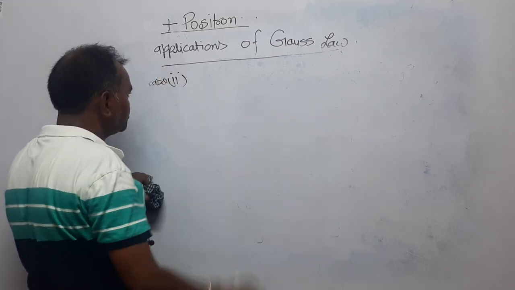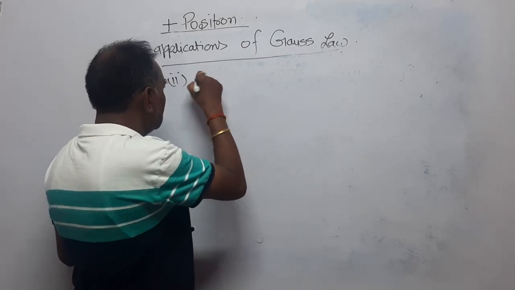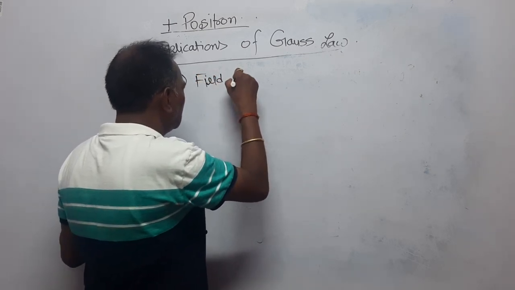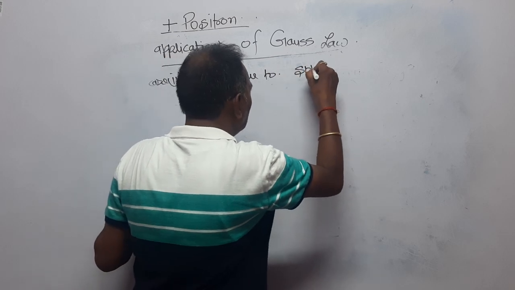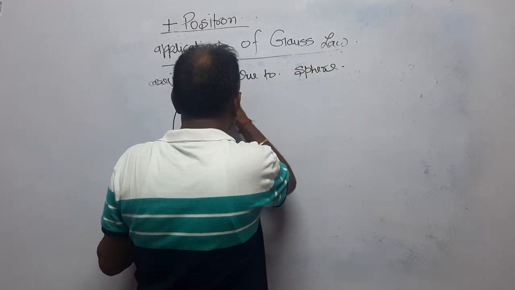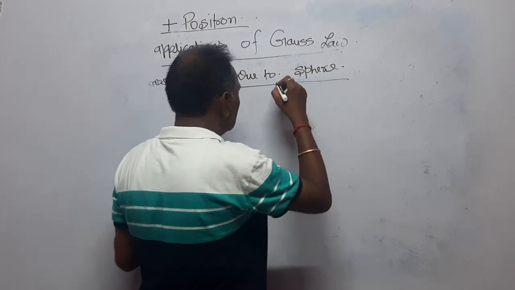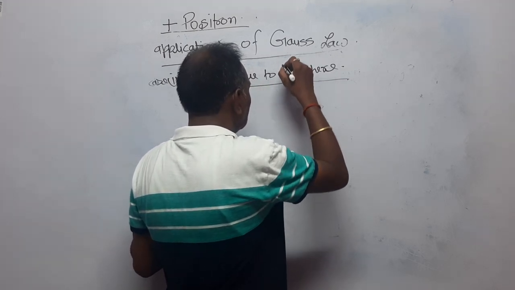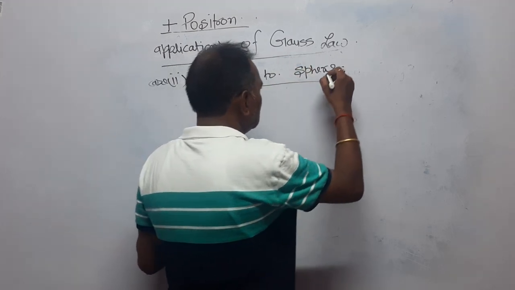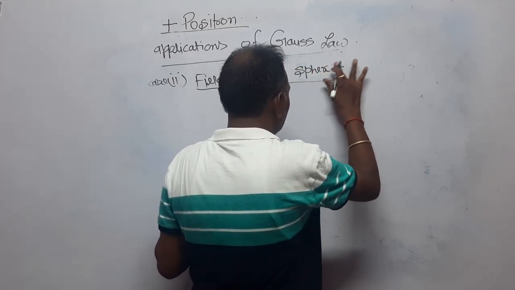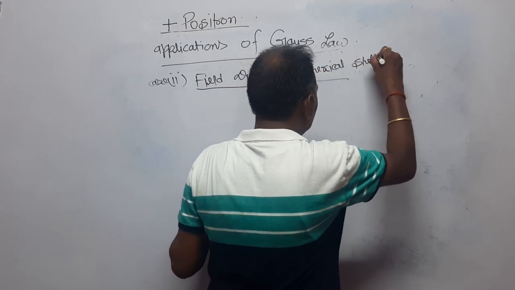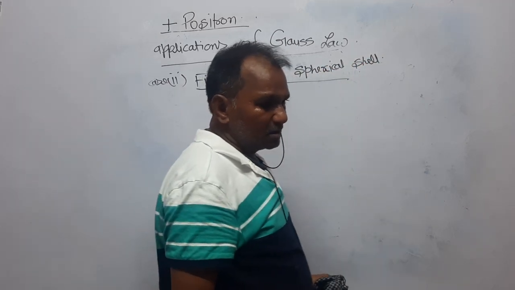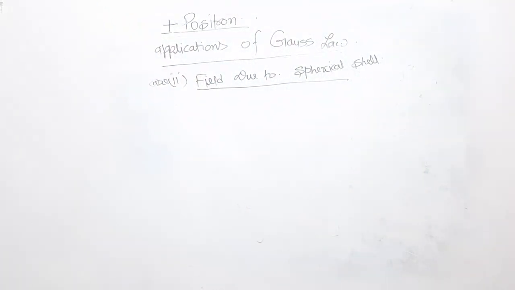Case 2, field due to sphere. Due to spherical shell. First we will do spherical shell. Dear students, here we have to discuss the three things.